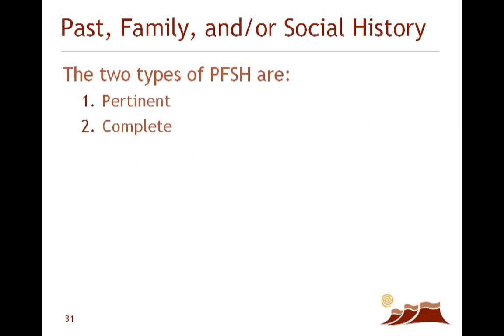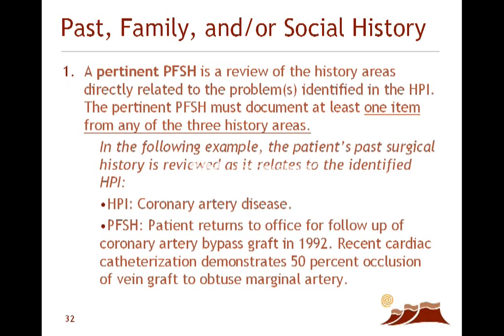Okay, so the 2 types of the past history are pertinent and complete. In this example where the HPI is focusing on the coronary artery disease, the past history just happens to mention the surgical history of the CABG back in 1992. Well, you get credit for the past history by just going back and tying that into your note.